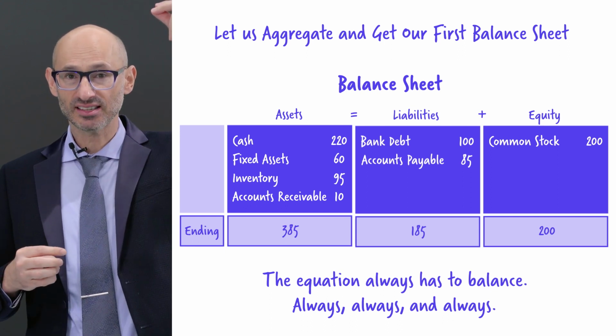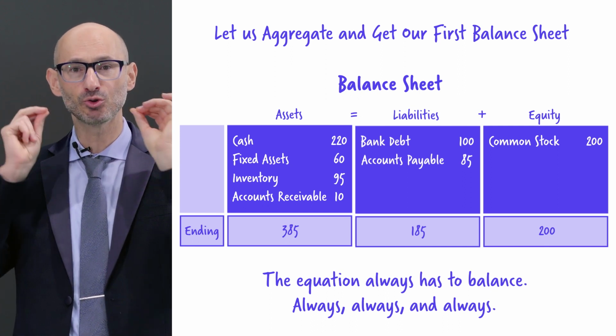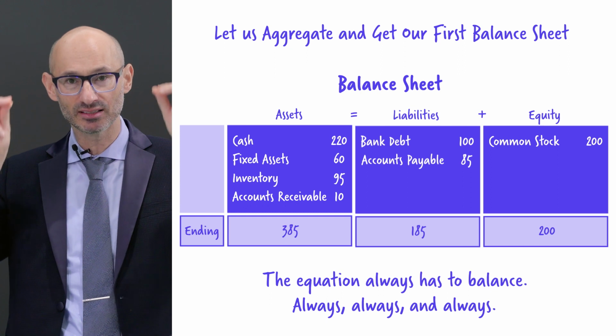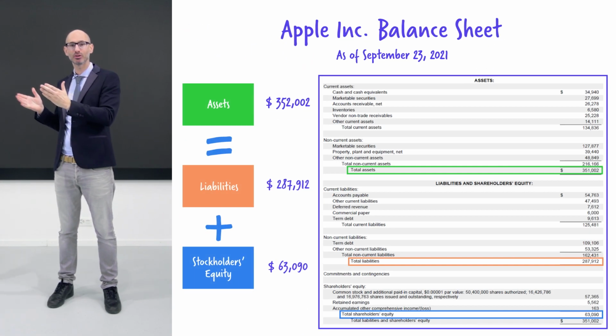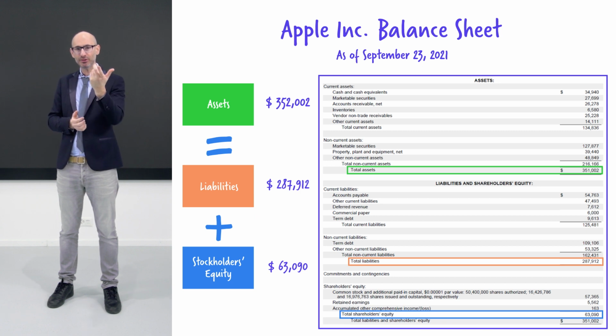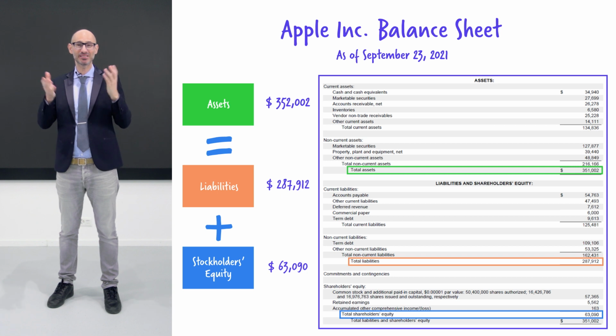If the Uranians come down from Uranus, I am pretty sure that whatever accounting they use over there, it should balance also. Let us come back to the Apple balance sheet that I showed you earlier. How is that different than the balance sheet that we did in our little exercise? Well, not much is different.